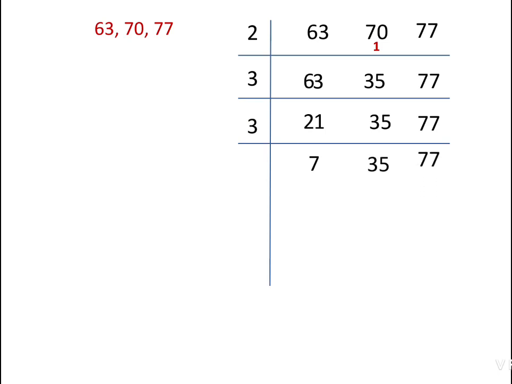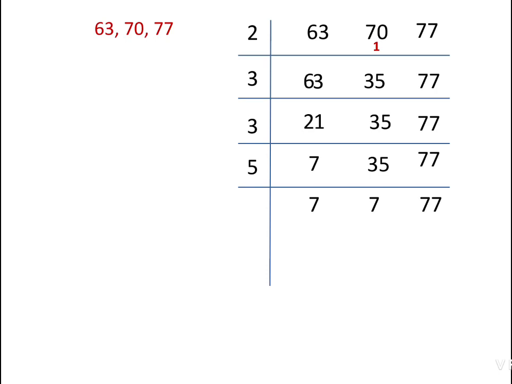No change. Next is 7, 35, 77. 3 is not divisible in these three numbers. Then 5 is divisible. After 3, the next prime number is 5. So we take 5 in 35. Next we take 5. 7 is not divisible by 5, so we write 7 itself. In 35, how many 5? 7. 77 we write itself. Next 7, 7, 77. 5 is not divisible in these three numbers.